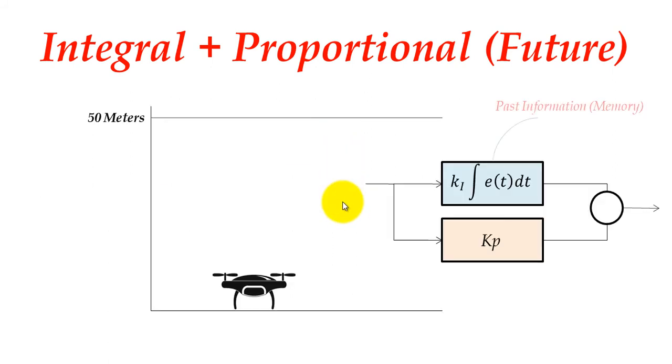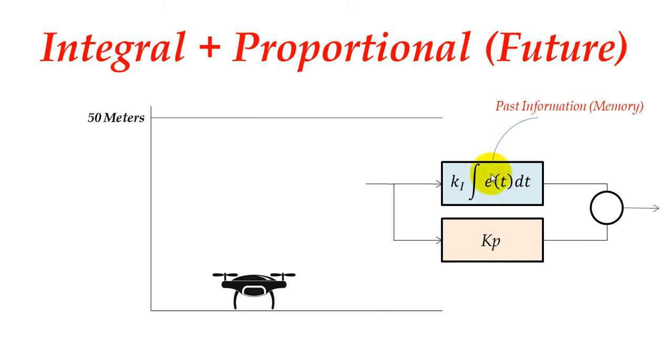The integral controller takes information from the past because it integrates the error starting from the simulation time until reaching the desired output. So we always look at information from the past. It's like memory, it integrates error over time.